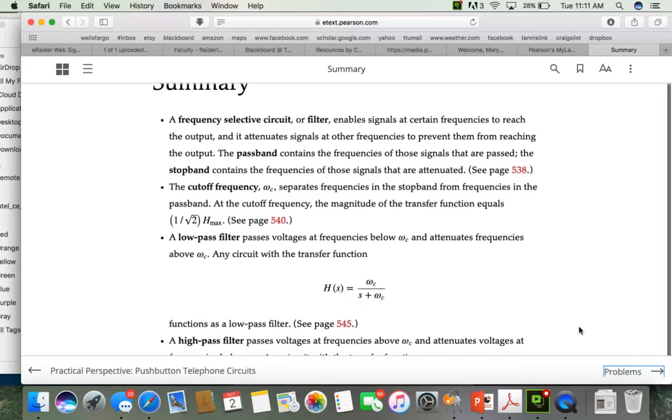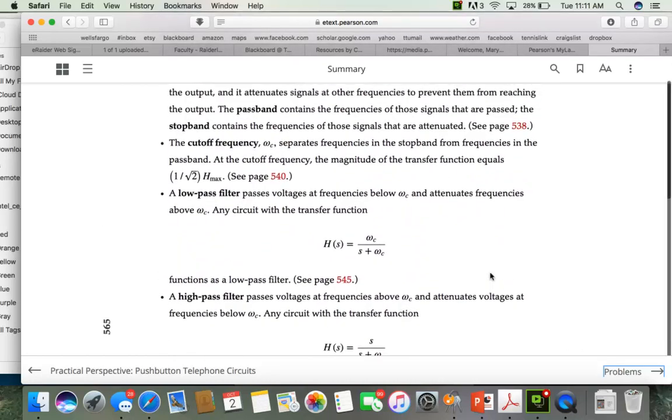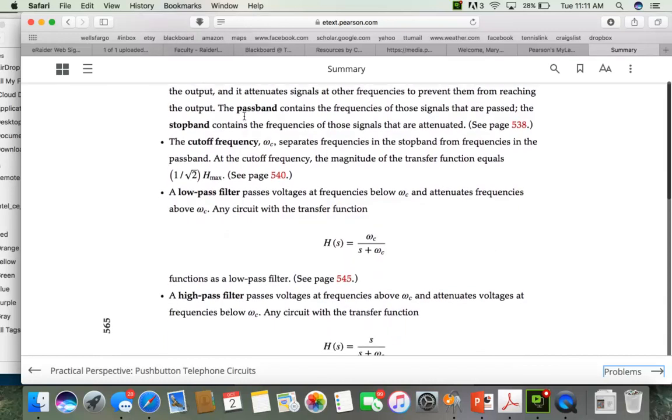All right, so here we go. Where we are is we have talked about definitions, low pass filters, and high pass filters. Recall the definition of the passband. This contains the frequencies of the signal that are passed on to the output. The stop band is the frequencies of the signals that are attenuated. The cutoff frequency is what separates the stop band from the passband, and it's defined as the point where the transfer function has a magnitude of 1 over the square root of whatever its maximum was.